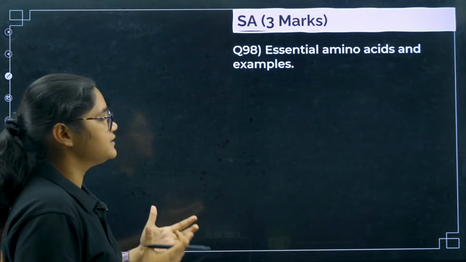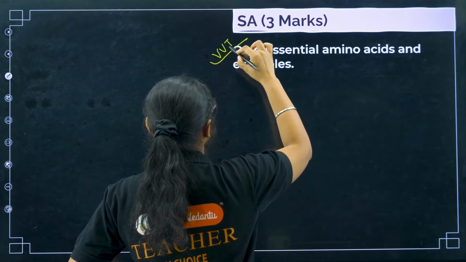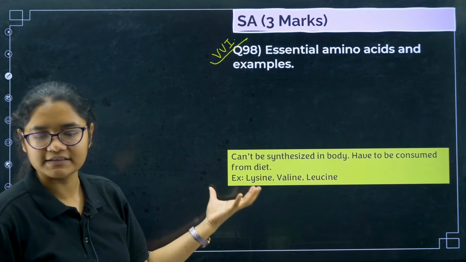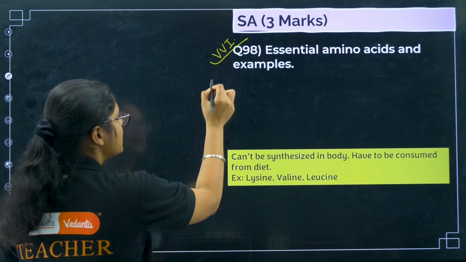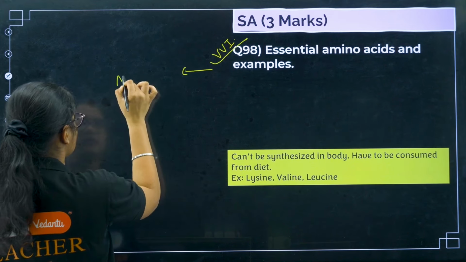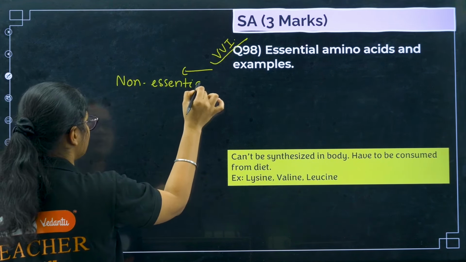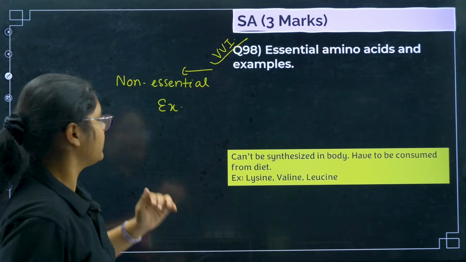Next we have essential amino acids and examples. This is also a very old and repeated question. You should prepare essential amino acids, those that cannot be synthesized by the body, and for examples you can give any one or two. Side by side you should also prepare non-essential amino acids. If you know essential, you will know non-essential also, right? And prepare its examples also.